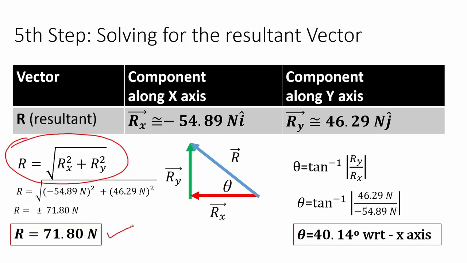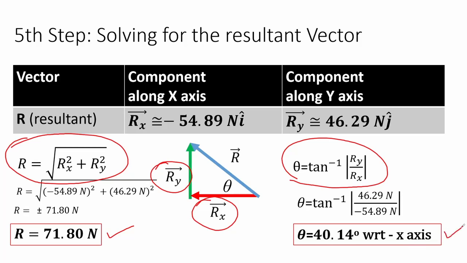For the position, we use the inverse tangent function where the numerator corresponds to Ry and the denominator as Rx. The choice of numerator and denominator depends on which is on the opposite and adjacent side of the angle being measured, and for this case Ry is on the opposite side and Rx is on the adjacent side. Substituting the components we get 40.14 degrees with respect to the negative x-axis. Do not forget to write clearly your solution and box your final answer.